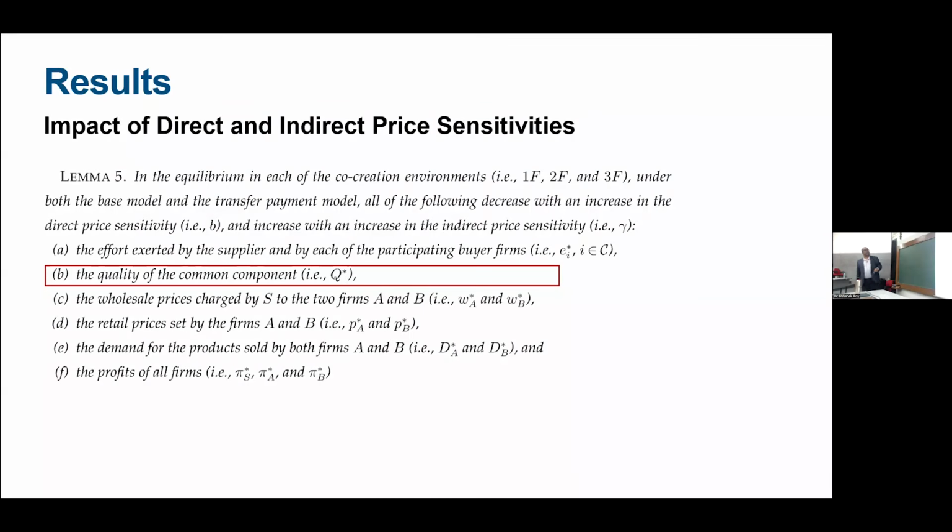What about that direct and indirect price sensitivities? If consumers care a lot about my price increase, that means B is high, that means I can't really increase my price, my retail price as one of the buyers. That means I can't pay a high W. That means I can't incentivize the supplier to put in a lot of effort. Quality will go down.